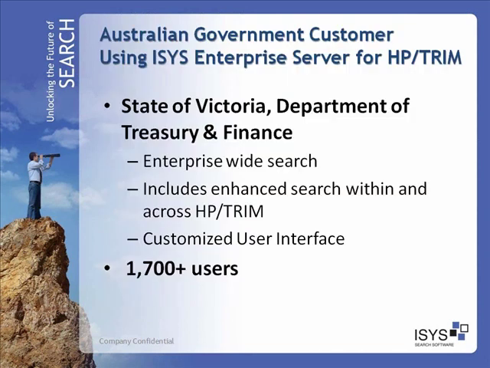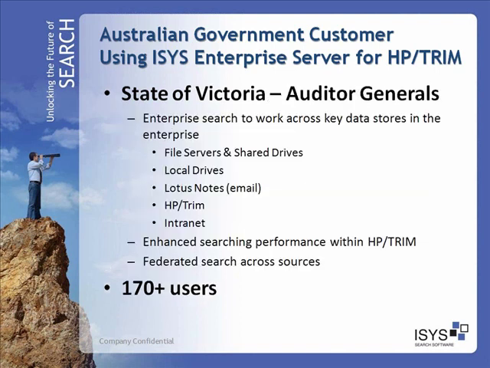Let's take a look at some of our successful customer references, specifically the Australian government using ISIS Enterprise Server for federated search with HP TRIM. It's the State of Victoria, Department of Treasury and Finance. They do enterprise-wide search. They include enhanced search within and across HP TRIM repositories, several hundred to be specific. They've built a customized interface to do this enterprise search, and with ISIS Enterprise Server, we're supporting 1,700 users.